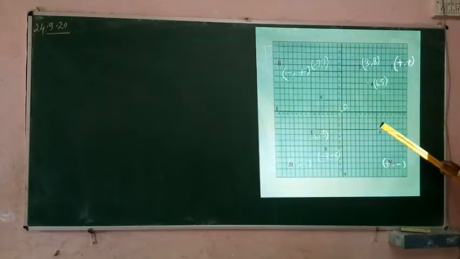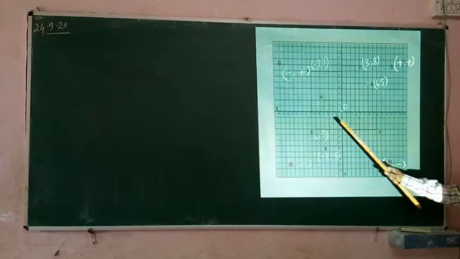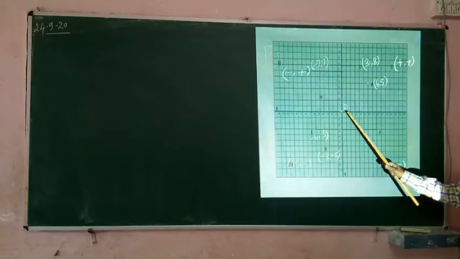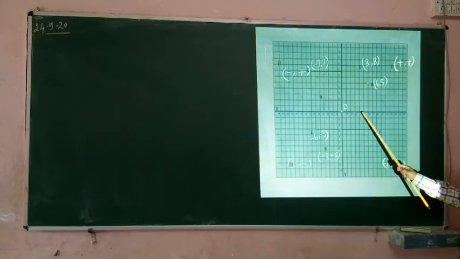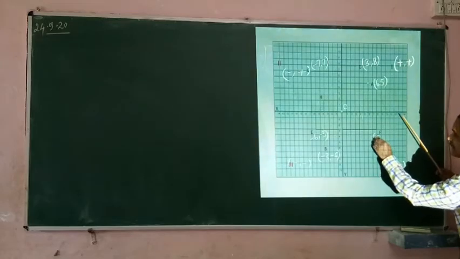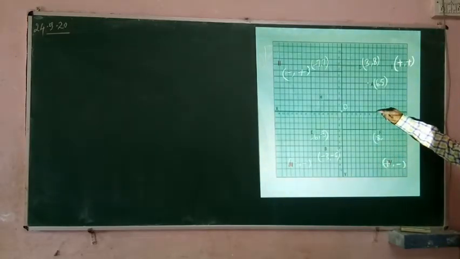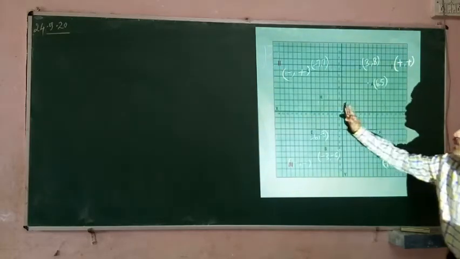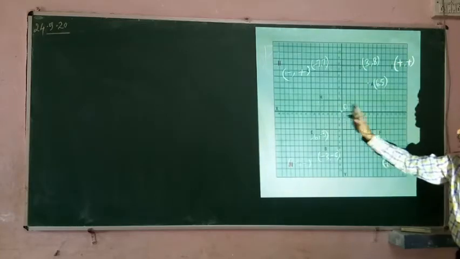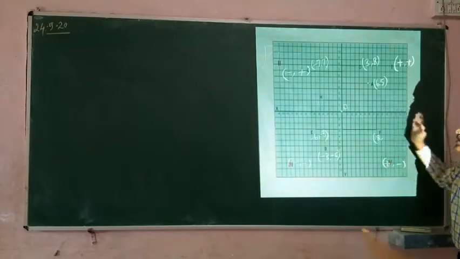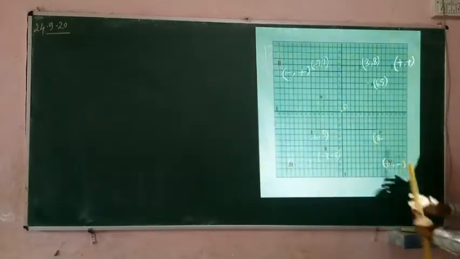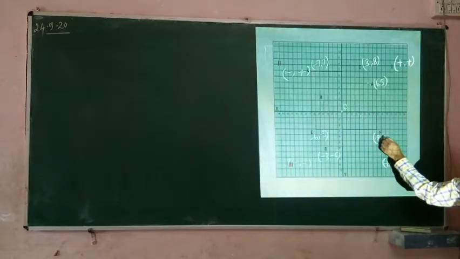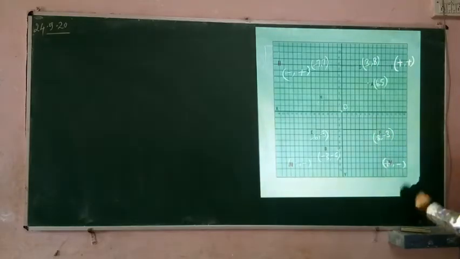Point F is here. Along the x-axis from the origin: 1, 2, 3, 4, 5, 6, 7, 8. Positive 8 along the x-axis. Coming to the y-axis: 1, 2, 3. Negative 3. Towards the down it is negative. Towards the up is positive. Towards the right it is positive. Towards the left it is negative. It is 1, 2, 3. Negative 3. So the point is 8, minus 3.